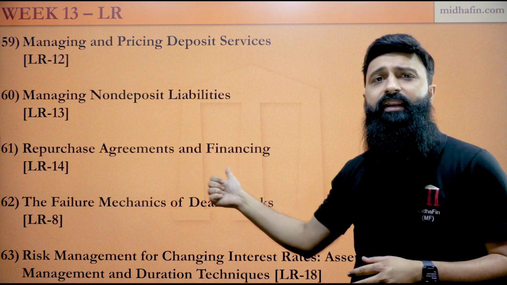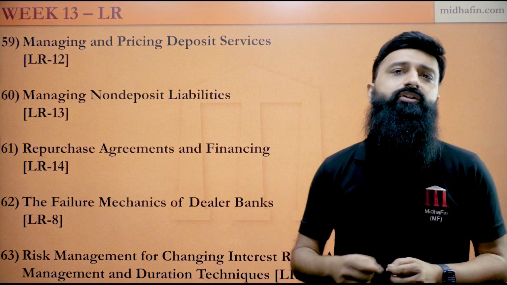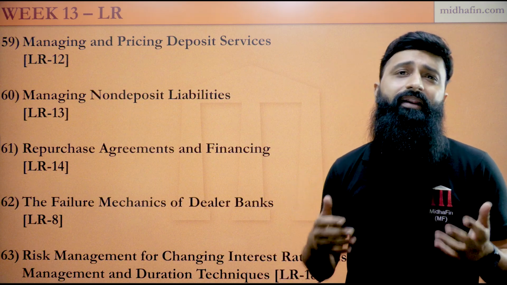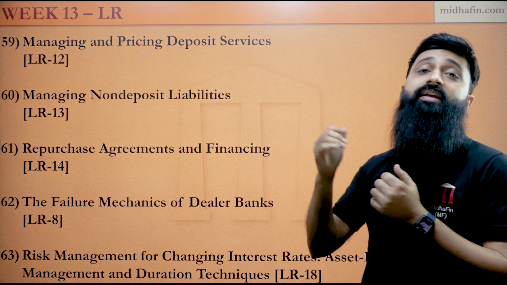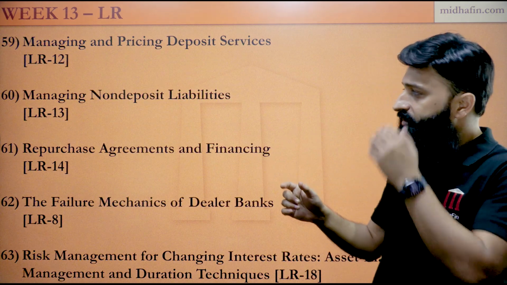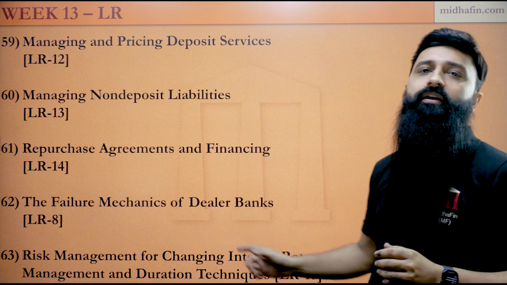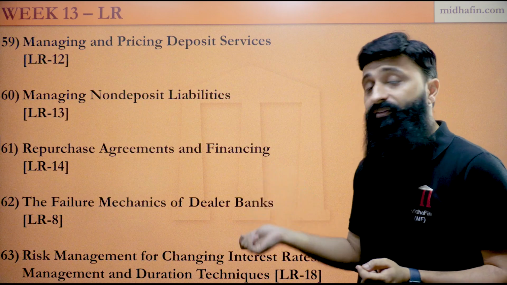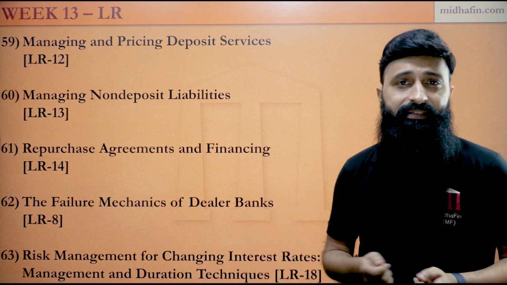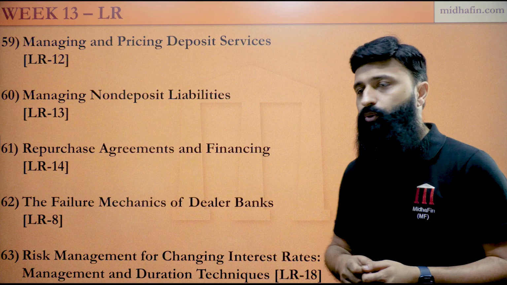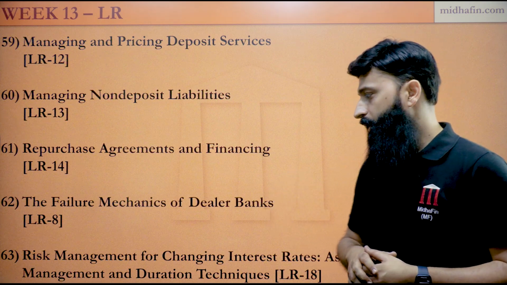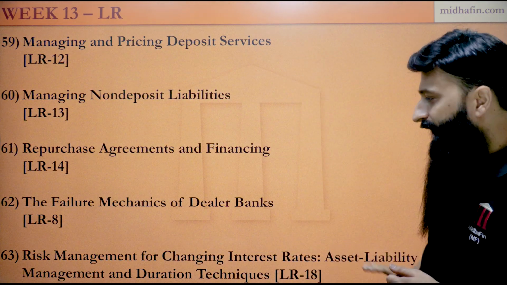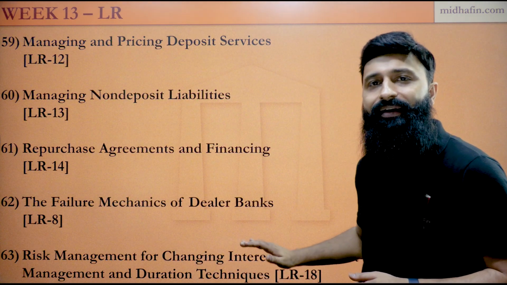Then let's come to repurchase agreements and financing. It describes the mechanics of repurchase agreements, motivations for entering into repos, and how counterparty liquidity risk can arise through these repo transactions. Then let's come to the failure mechanics of dealer banks. It compares the major lines of business in which dealer banks operate. It identifies situations causing liquidity crises and assesses policy measures to mitigate these kinds of risk. Then the final chapter, risk management for changing interest rates, asset liability management and duration techniques.